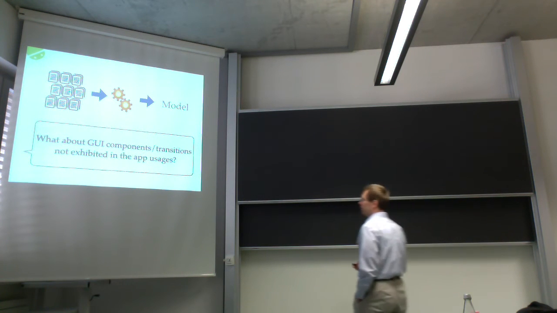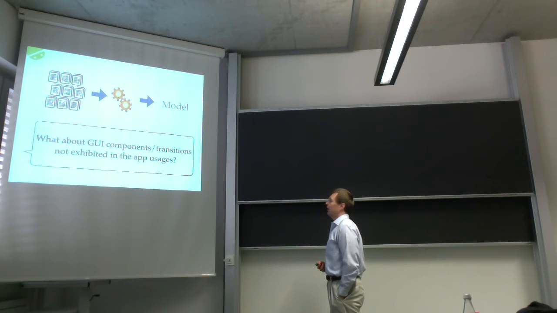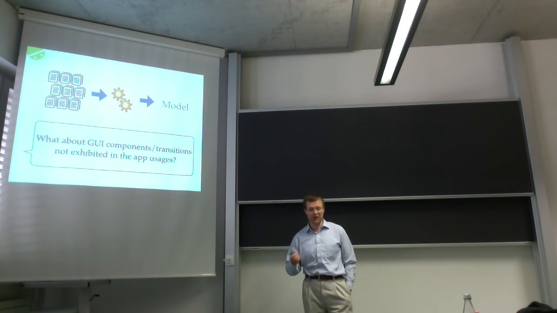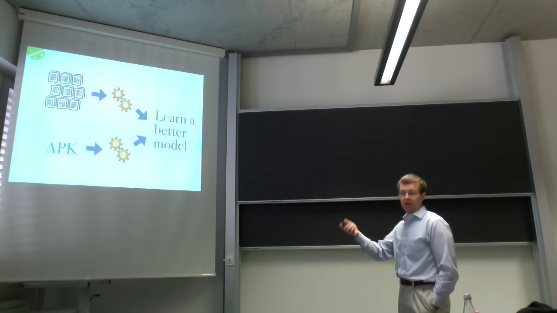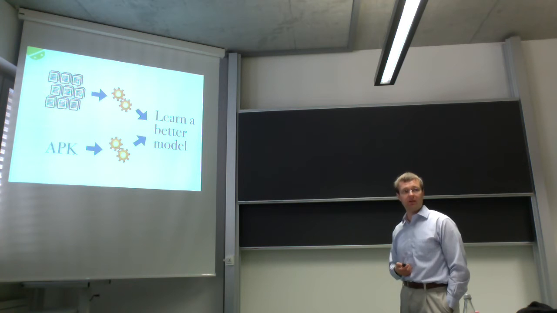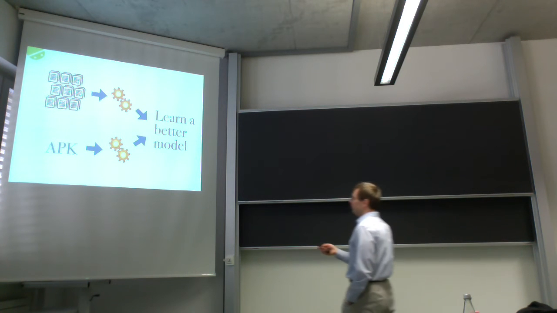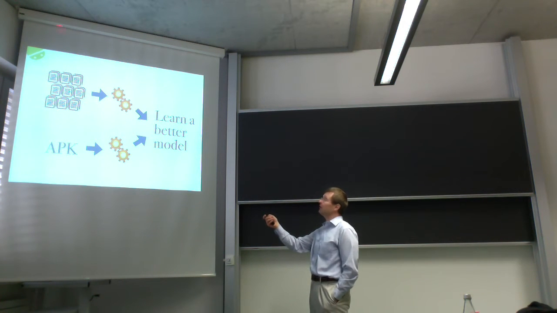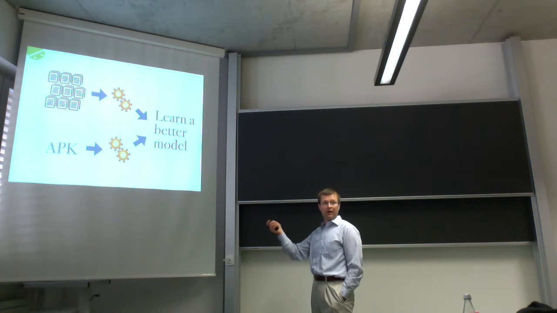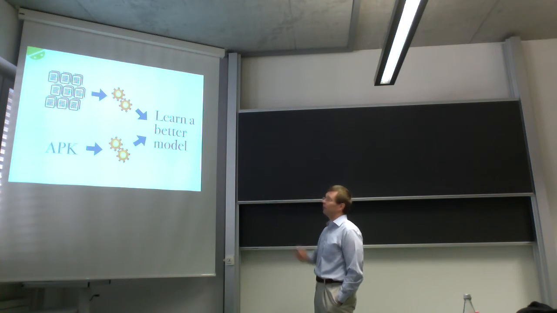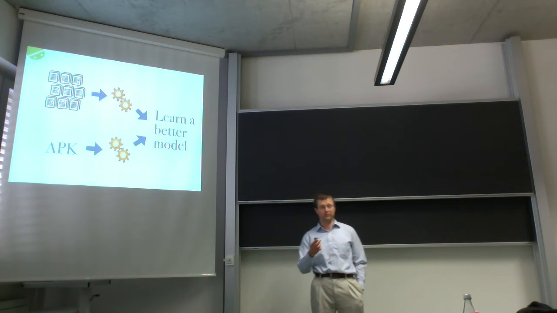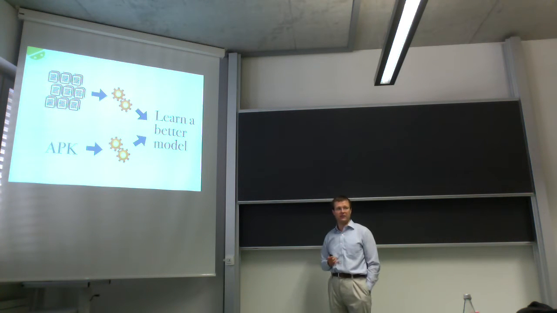Of course, there is an important question: what do we do if we don't get enough data to build or to cover all possible transitions? In that case, we can also analyze the underlying APK, right? And we can extract some of these transitions, which we may not necessarily observe in real usage scenarios, but we can take this data into account while learning and building our model. So this is a high level and big idea.